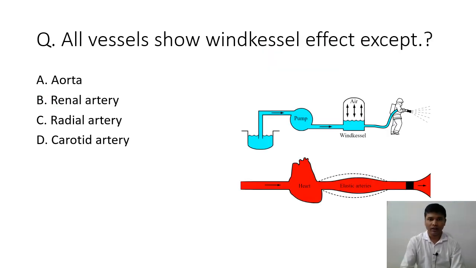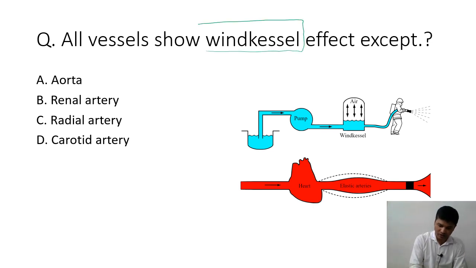So let's move to the next question. All vessels show Wien-Kessel effect except. So what is the Wien-Kessel effect? An elastic vessel, a vessel with more elastic tissue, will show the Wien-Kessel effect. Here I have shown the picture.